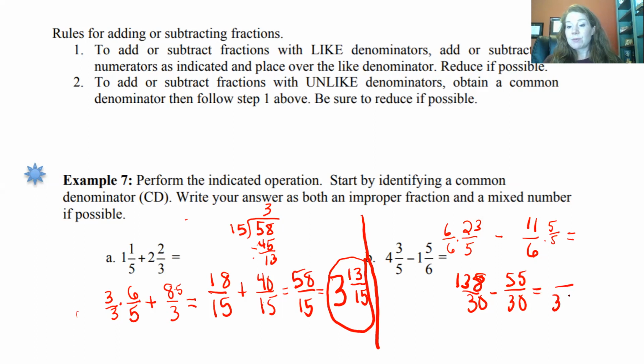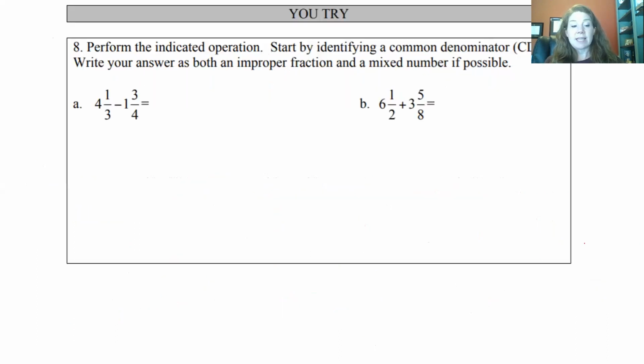So now I'm going to subtract my numerators. 138 minus 55 is 83. I know that 3 times 2 is 6, so 3 times 20 is 60. I know 3 times 3 is 9, so 30 times 3 is 90, which is too much. So I'm going to use a whole number 2. And then if I subtract 60 from 83, I get a remainder of 23 over 30. 23 is prime, which means that it cannot be simplified.